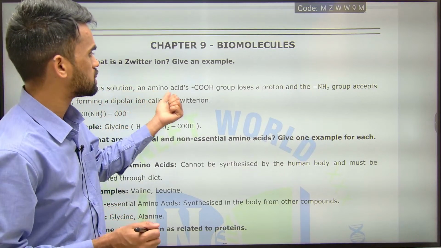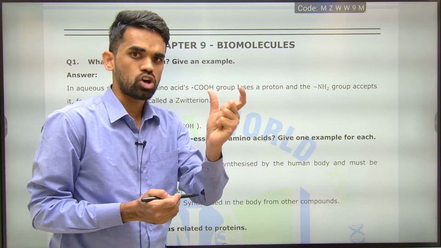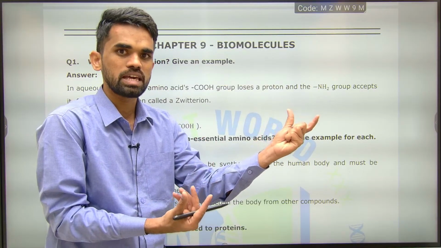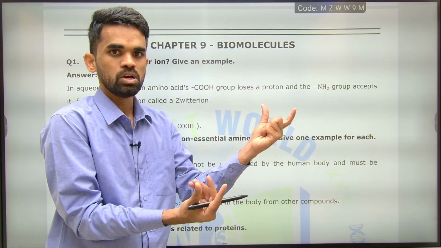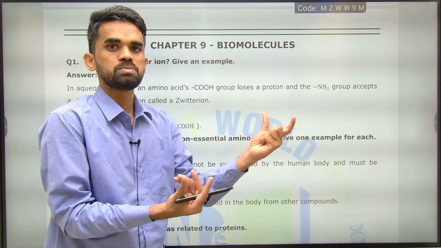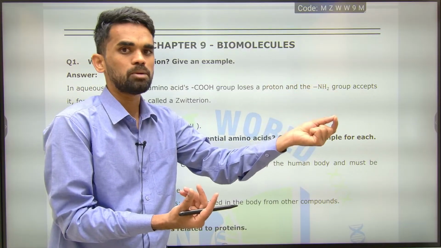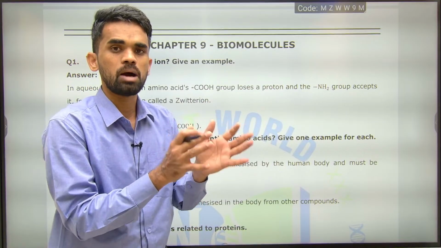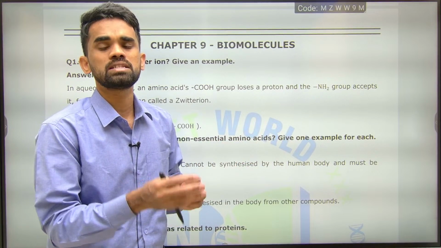An amino acid has an acid group and an amine group: a carboxylic acid and an amine. One is an acidic group, and the amine group is a basic group. So in aqueous solution, the acid releases a proton, and that proton is accepted by the base, the NH2 group. The compound formed after this transfer is called a zwitterion.